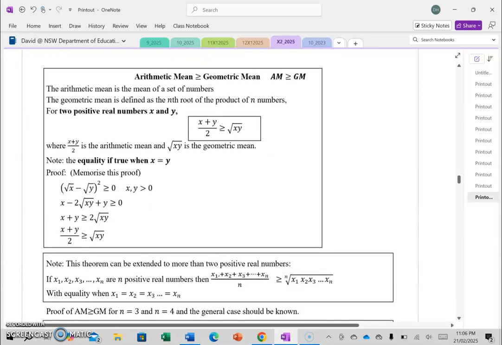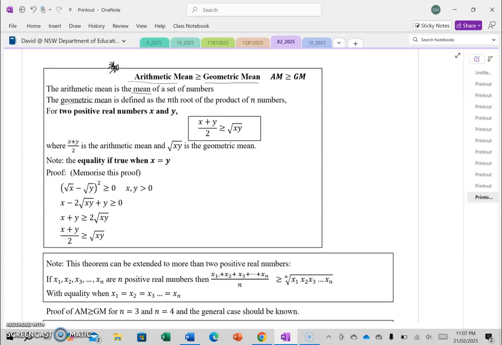Okay, everyone's nightmare, the AM-GM. These questions can be crazy, and it's crazy because you don't know how far to go. So we'll talk firstly about what arithmetic mean and geometric mean mean. The arithmetic mean is always greater than or equal to the geometric mean. The arithmetic mean is your usual mean that you're used to. Add up all the numbers, divide by how many numbers there are.